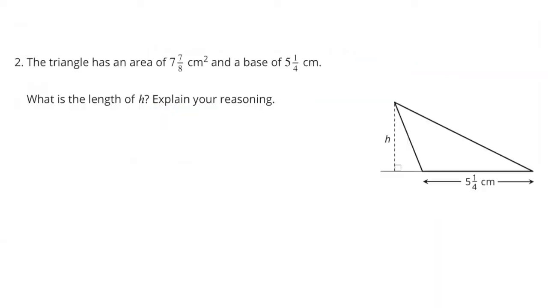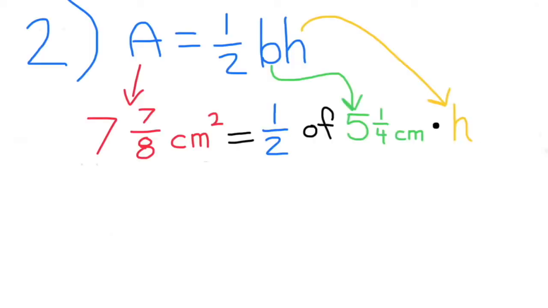Number 2. The triangle has an area of 7 7/8 centimeters squared and a base of 5 1/4 centimeters. What is the length of H? Explain your reasoning. The area of a triangle is 1/2 of base times height. In this case, the area is 7 7/8 centimeters squared, and the base is 5 1/4 centimeters.